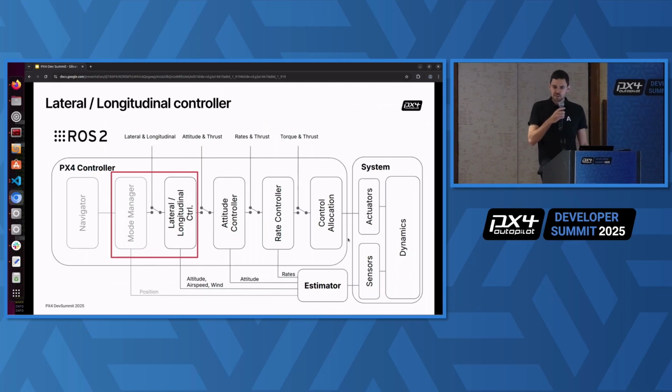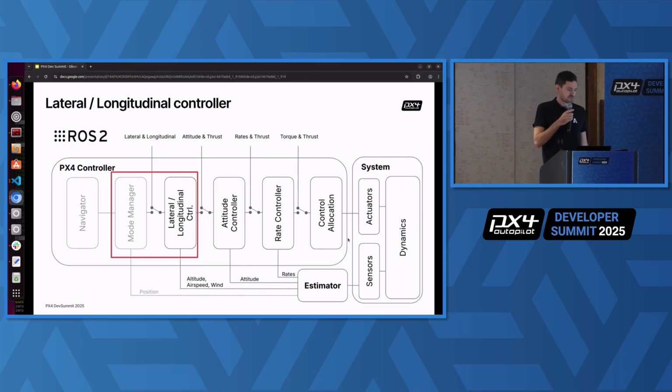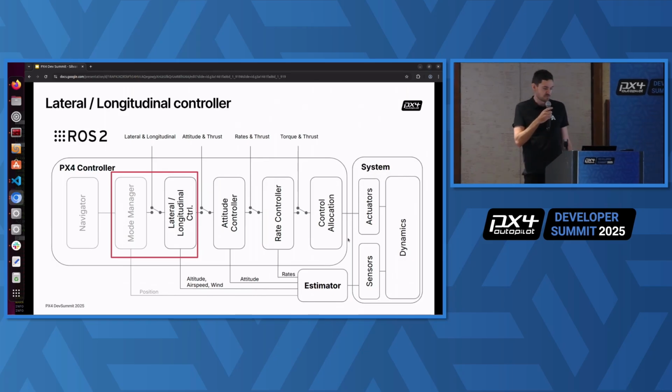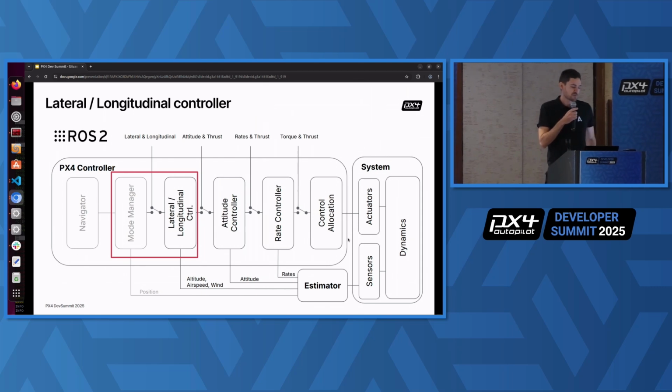So the ones more familiar with PX4 are probably confused. What is this new or weird name, lateral longitudinal control? Where has our fixed wing position controller gone? So we had to split this up into these two new modules to enable a clean interface to ROS.